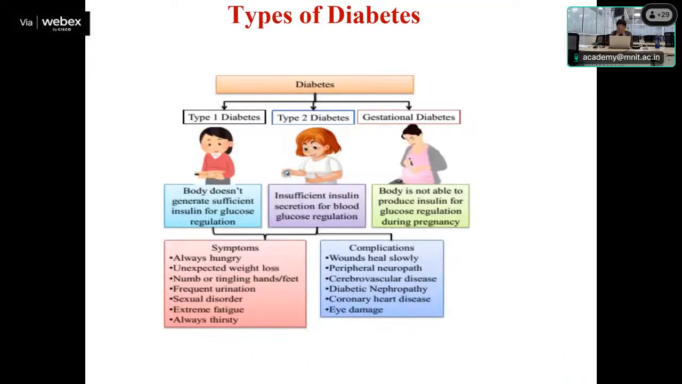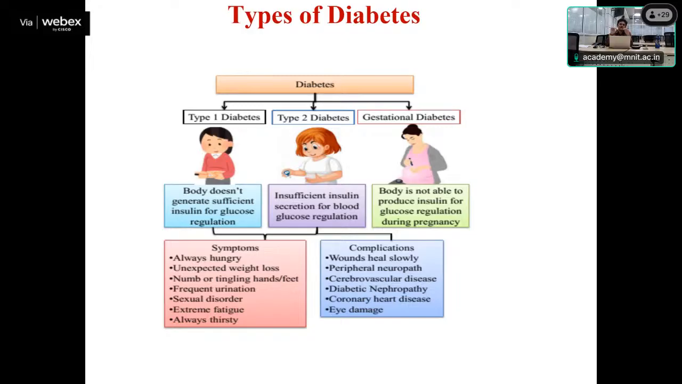Now, before actually discussing glucose measurement and glucose control, we should first understand the types of diabetes. What are the different categories of diabetes which are observed? First is type 1 diabetes, second is type 2 diabetes, and the third one is gestational diabetes. Gestational diabetes is a temporary diabetes which is observed during the pregnancy period of a woman.